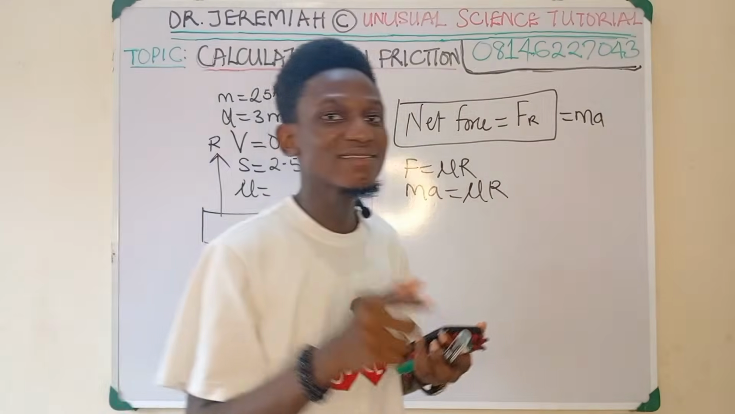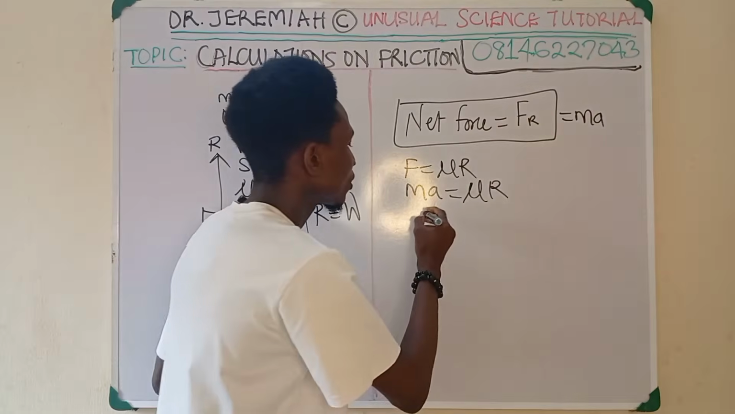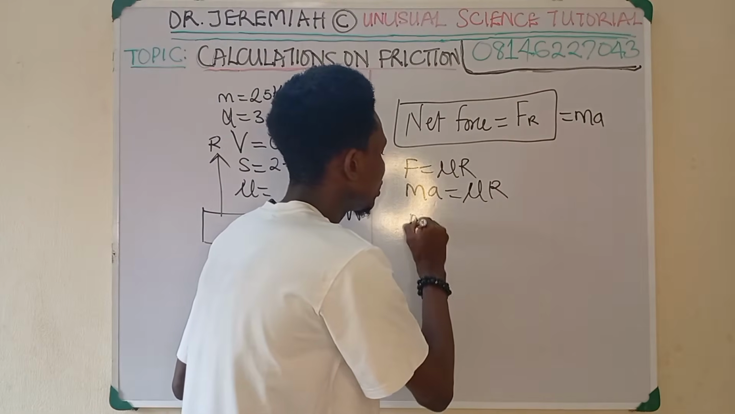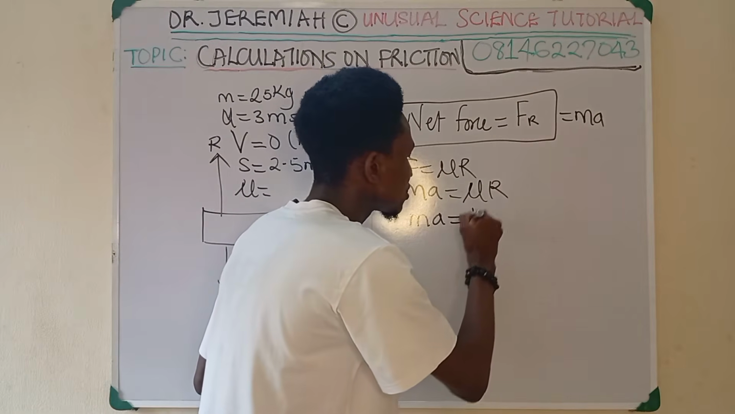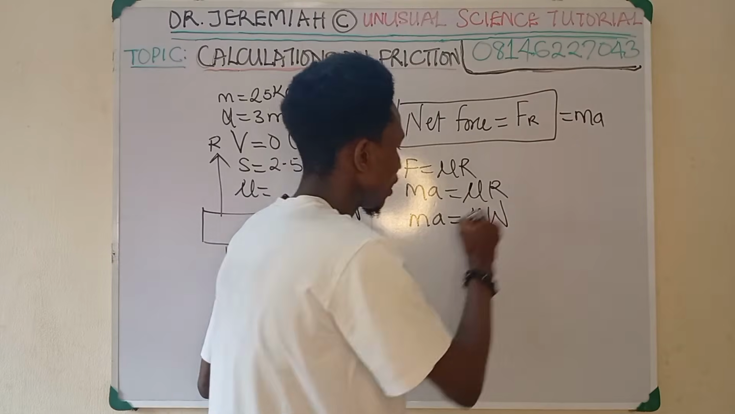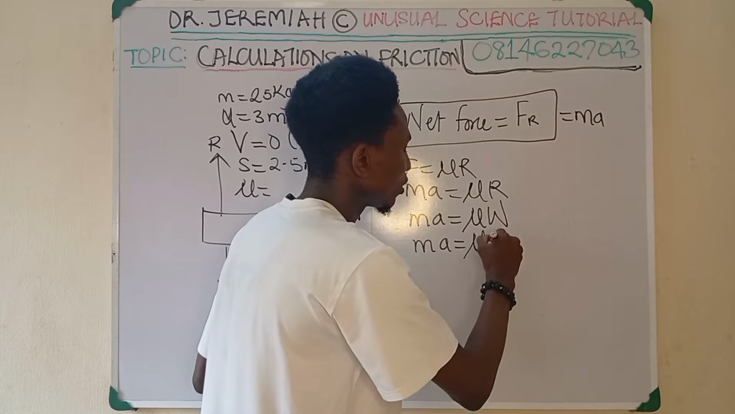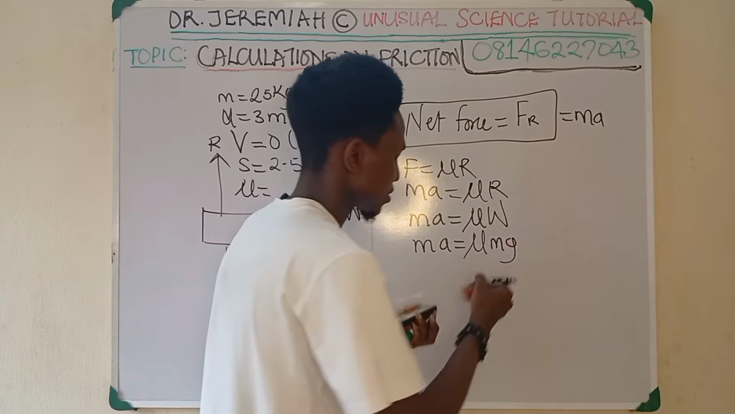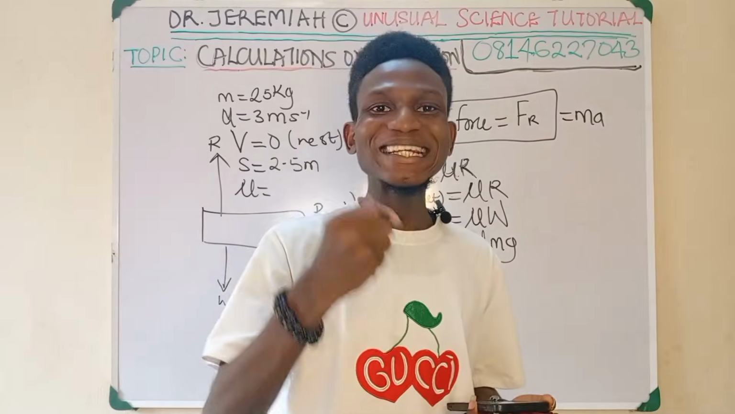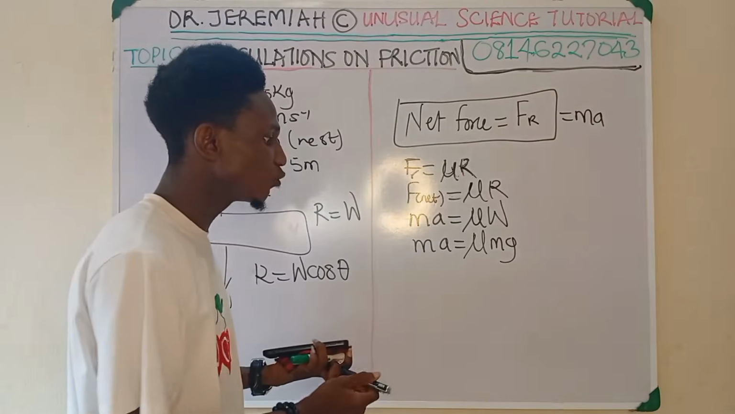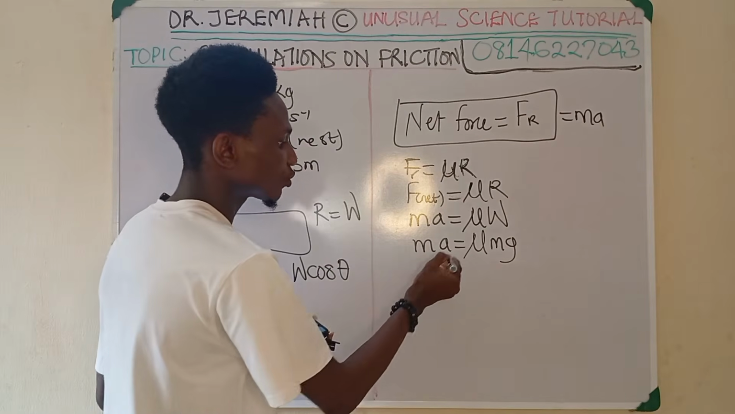Now, this means that for this surface, we're going to replace R with W. That is ma equals the coefficient of friction times weight, which is mg. Now remember that acceleration was not given. So how do we look for acceleration here?